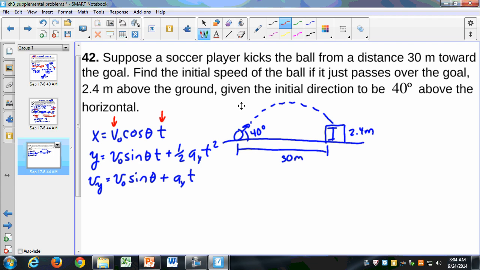And then in the second one, what are my unknowns? The second equation right here. At a particular time, or a particular position. Time and initial velocity. Right, so again, I have time and initial velocity. So I don't know the time, and I don't know the initial velocity.